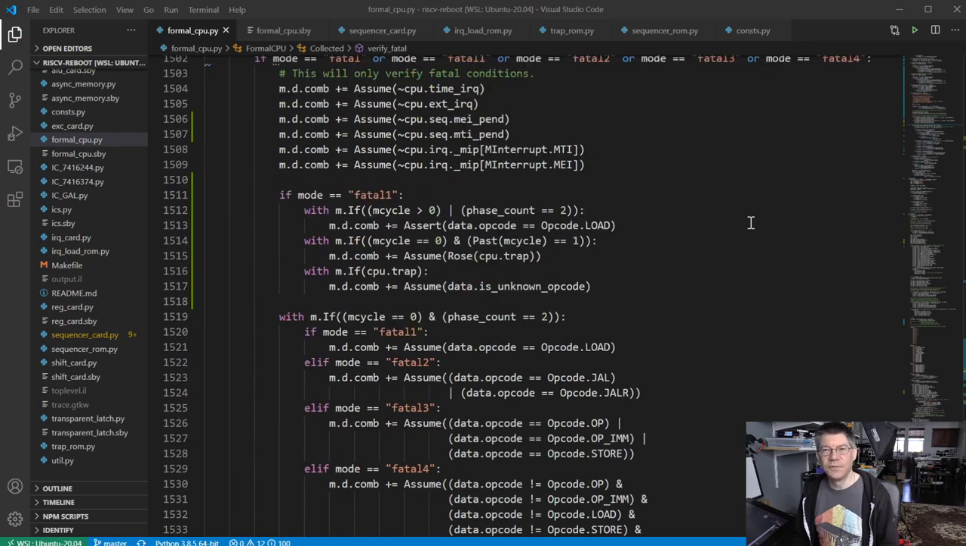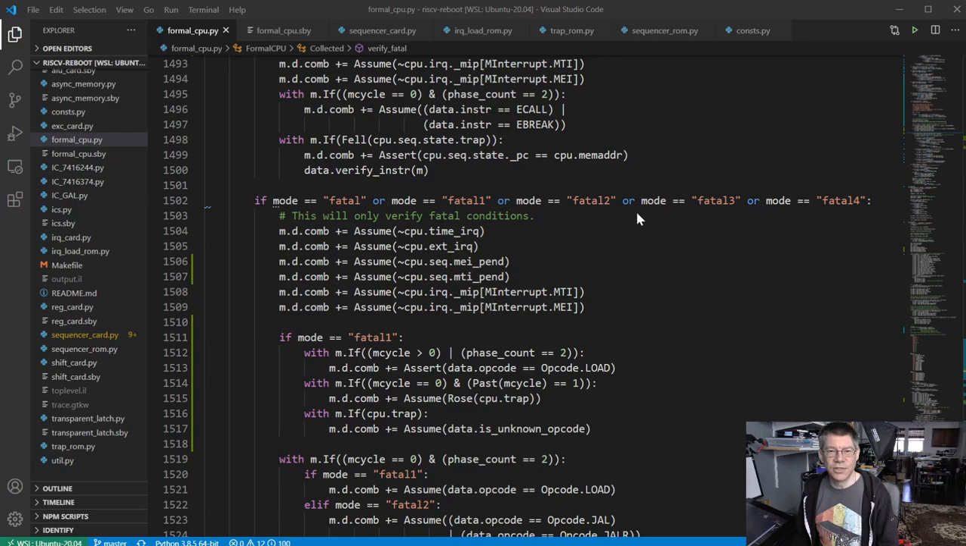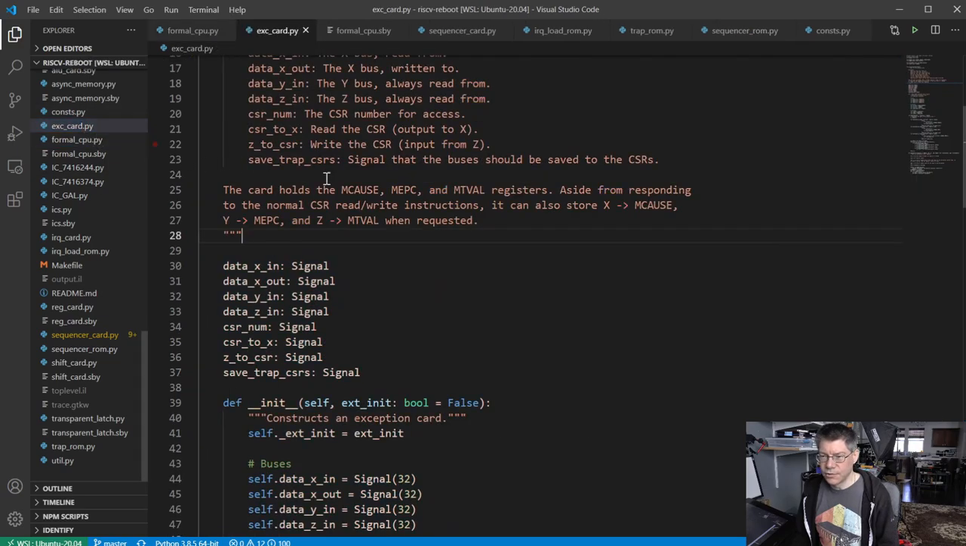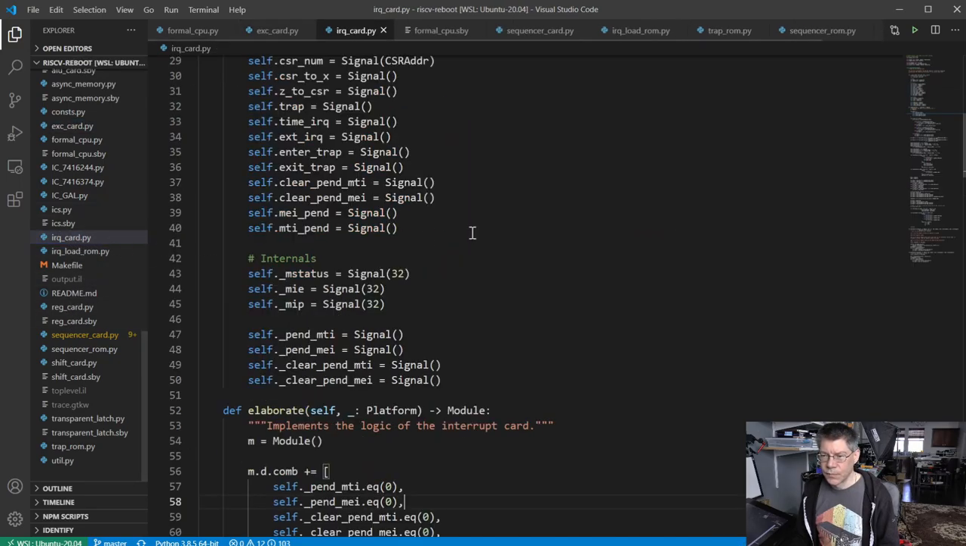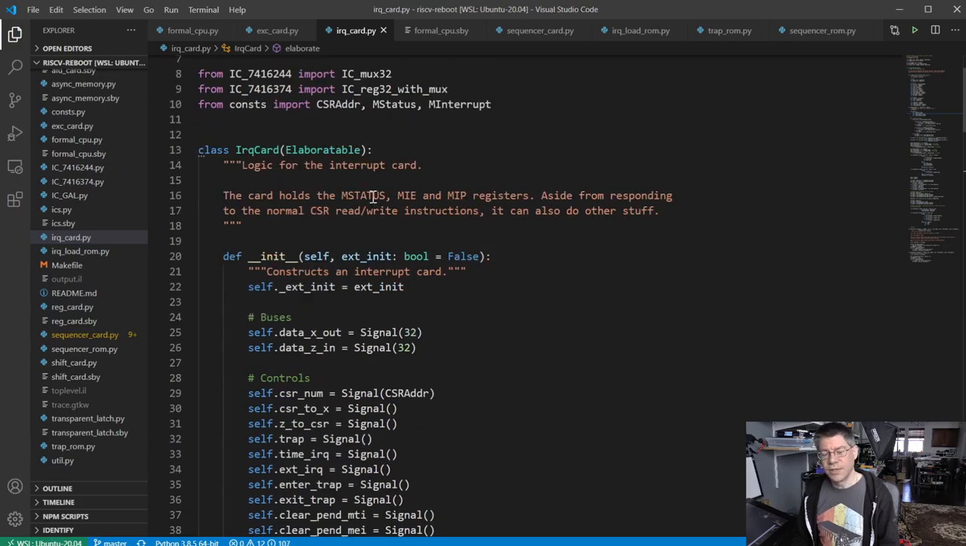Once I get the inductive proof done, I'm actually going to start building the sequencer, because I know what the bus is going to look like. I know what the sequencer needs. I know what all the other cards need. One of the interesting things that I did was I added an exception card. So here is the exception card, which holds some of the CSRs, namely the MCAUSE, MEPC, and MTVAL. I also have an IRQ card, which holds some other CSRs, the M status, MIE, and machine interrupt pending registers.